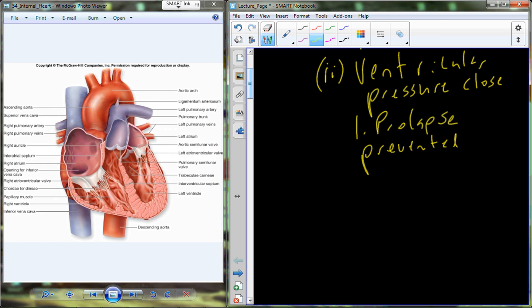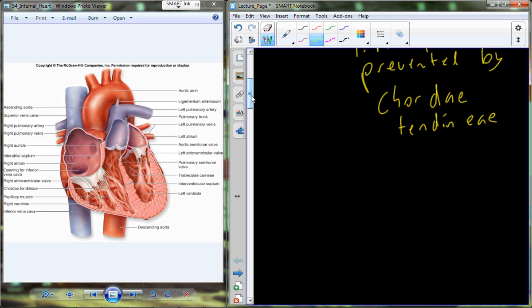It's prevented by these tiny little muscles and the associated little tendons that prevent over closure of the atrioventricular valves. So prolapse is prevented by chordae tendinae, which is Latin for tendinous cords. They are going to be affixed to small little muscles that, as the ventricle contracts, those little muscles contract and pull on chordae tendinae, which in turn pull on the individual leaflets of the valve.